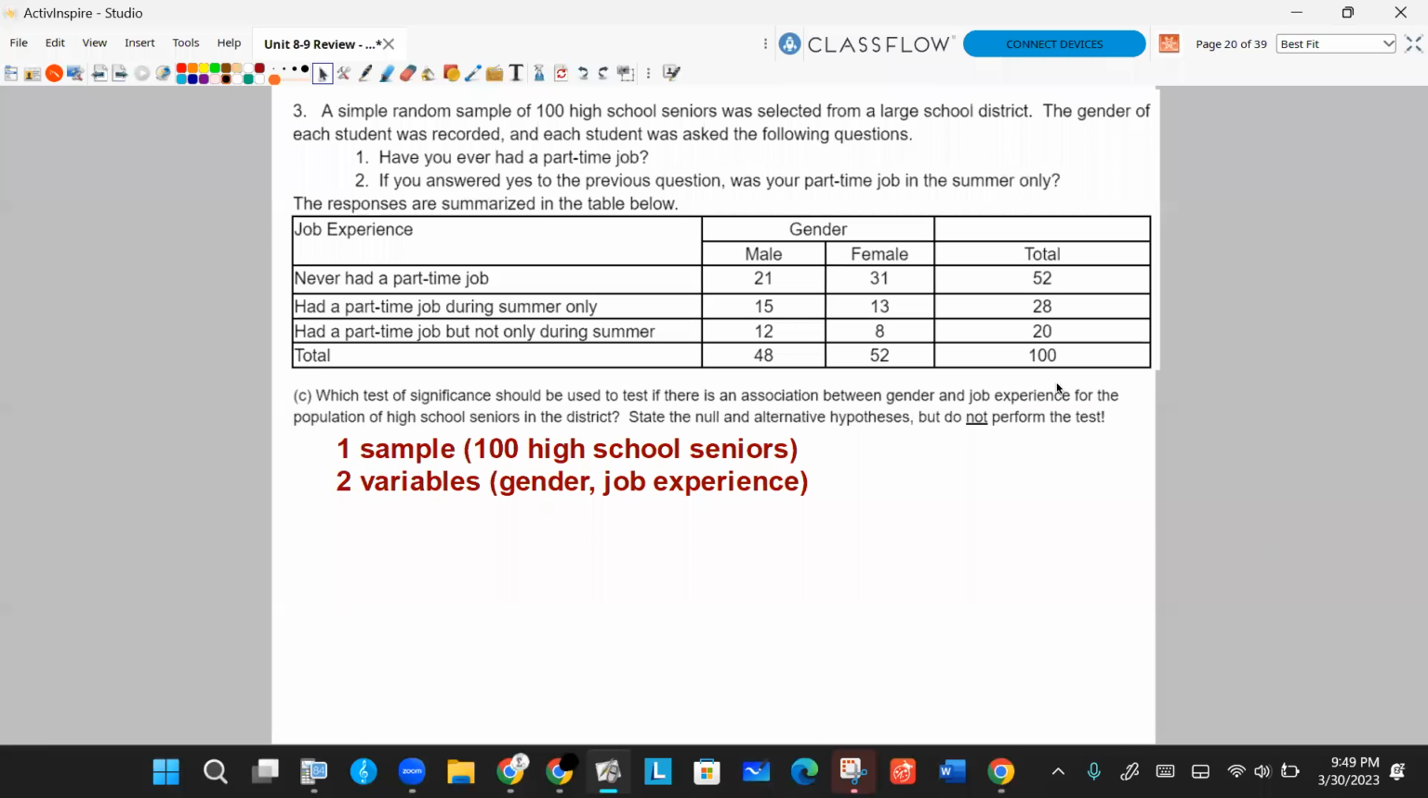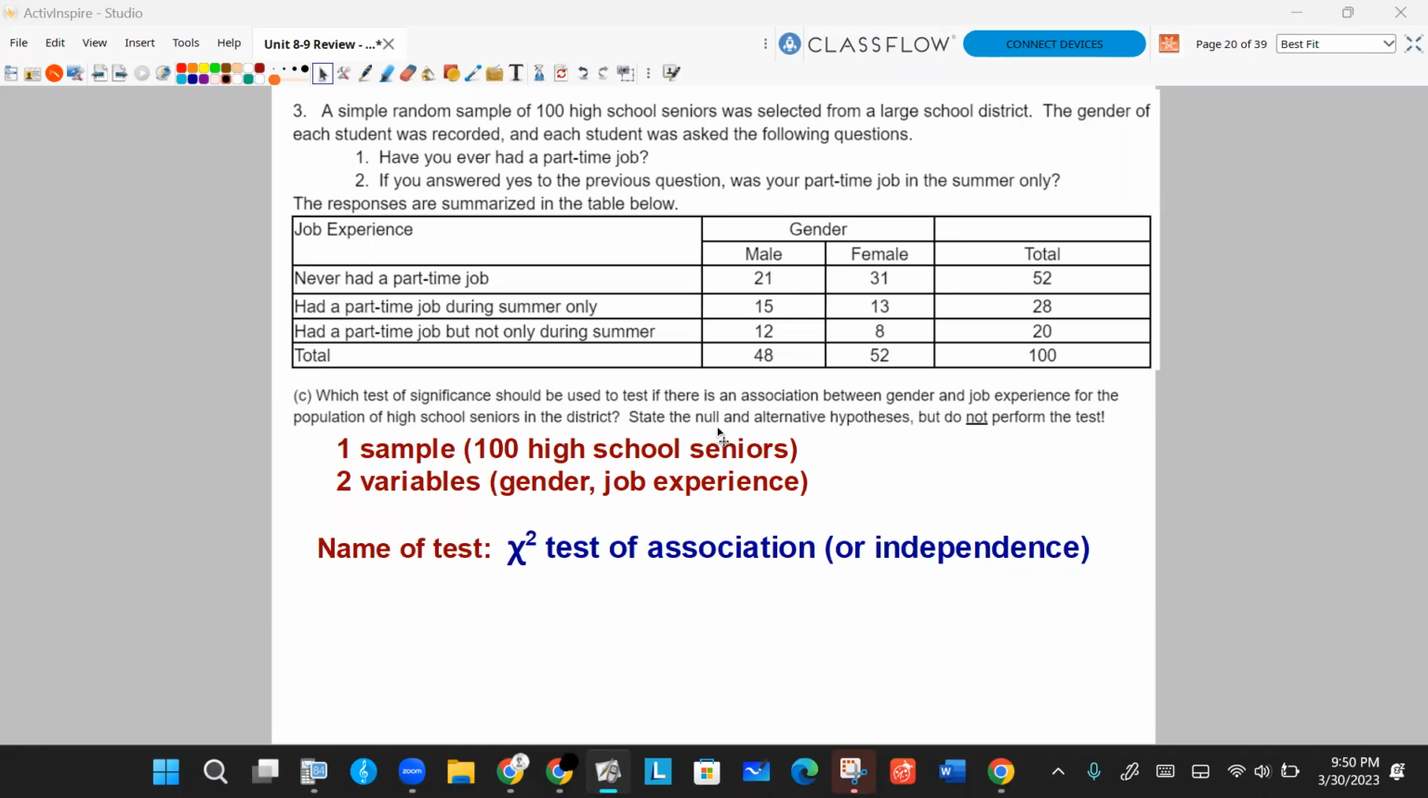So think about how many samples you have. In this case, it's 100 high school seniors. And how many variables do you have? In this case, it's 2. We're talking about gender and job experience. So that's going to lead us to believe this is going to be some sort of chi-square test. The name of that test is the chi-square test of association or independence.